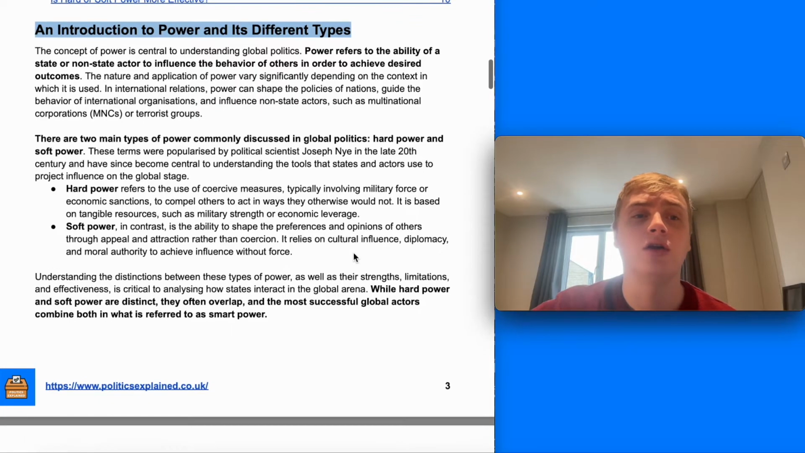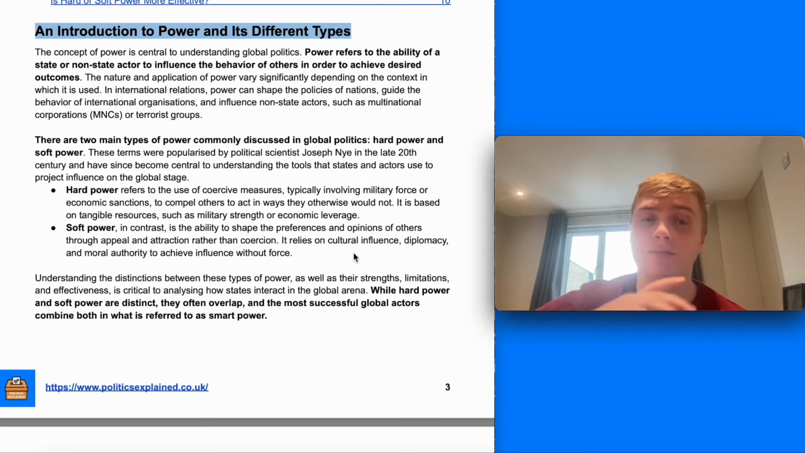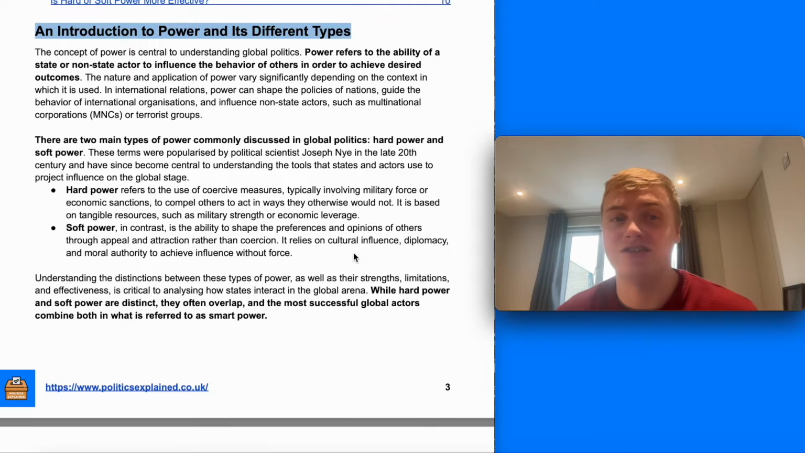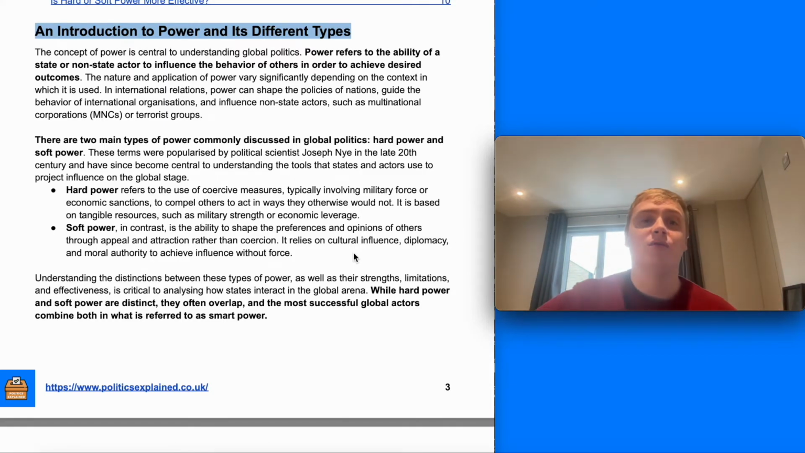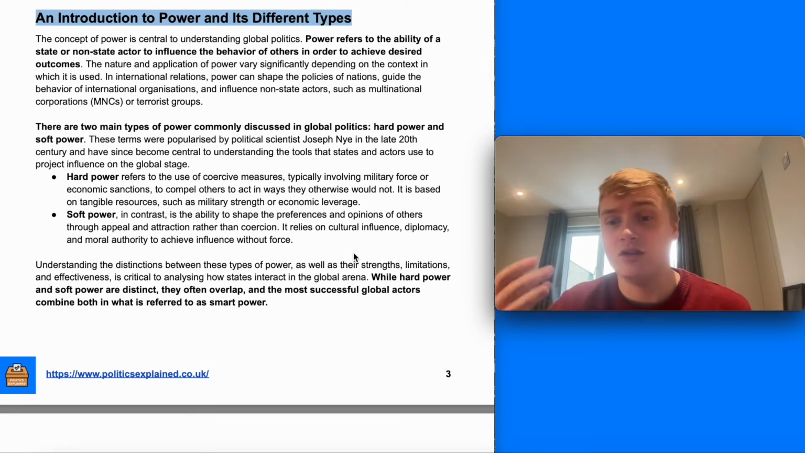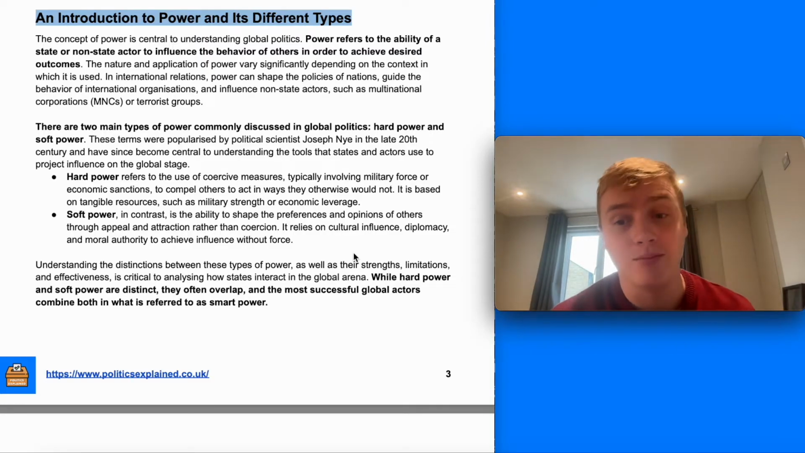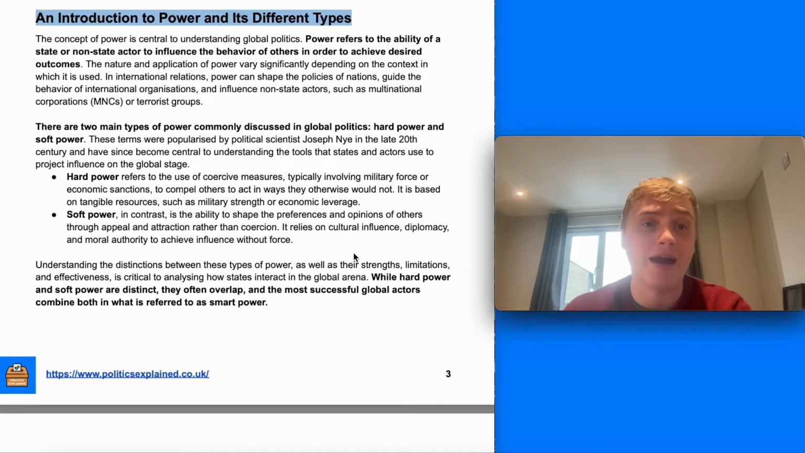Let's start then by having a look at an introduction to power and its different types. Power as a concept is actually something that's really, really debated within politics, and if you study politics at university, you'll see there's lots of different ways to define power that are really contrasting. There's a real debate around it.